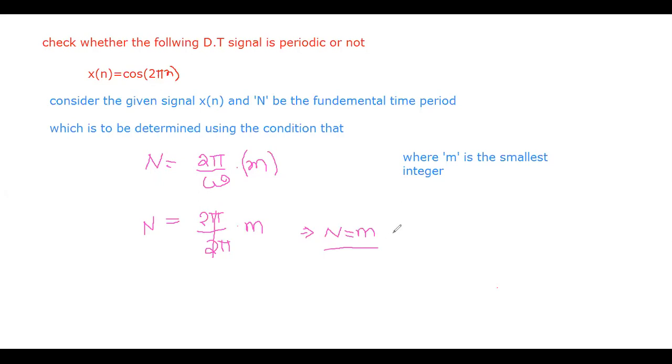Now what is the smallest integer that I have to substitute here so that the given signal is periodic? What is the smallest integer that I am going to substitute here? If I consider m is equal to 1, obviously the given signal is said to be periodic, and the fundamental time period is equal to 1. That is why I have taken m as the smallest integer. Suppose if we substitute m is equal to 0, in that particular case it is not said to be a periodic signal. If I substitute m is equal to 1, obviously it is said to be a periodic signal with the fundamental time period of capital N is equal to 1 second.